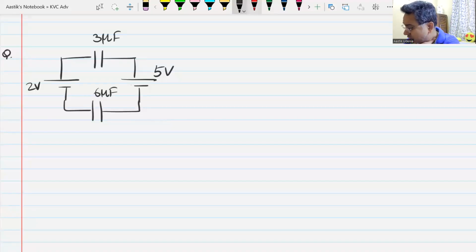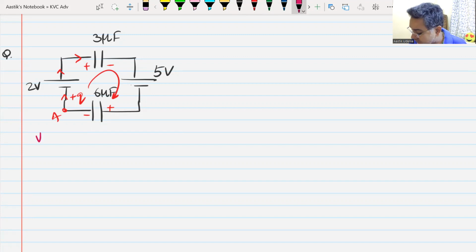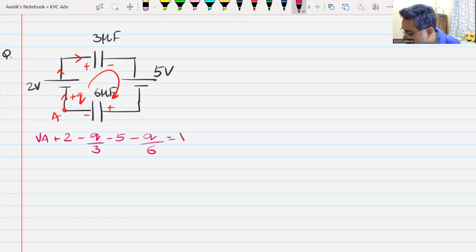So how are we supposed to do this? Let me start from this point A and I will move like this and I assume that the charge is flowing like this. So this will get positive and this will get negative. Yes or no? Yes, sir. I can now apply Kirchhoff's law starting from point A, VA plus 2V minus Q by 3, then the battery, minus 5, minus Q by 6 will be equal to VA.